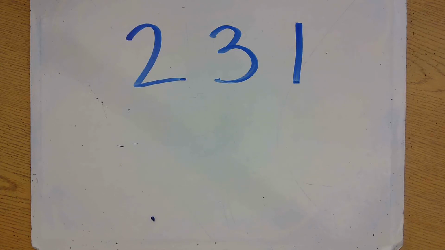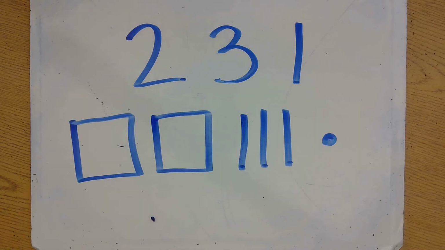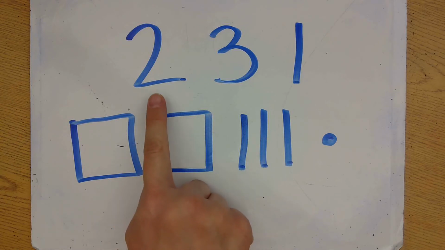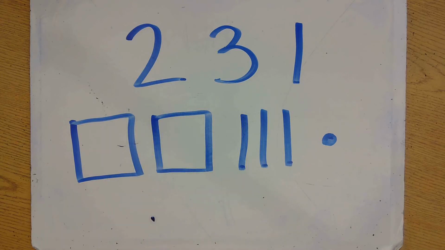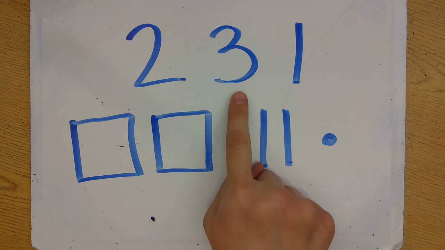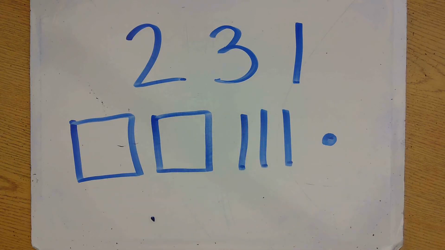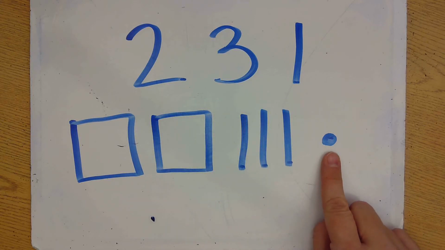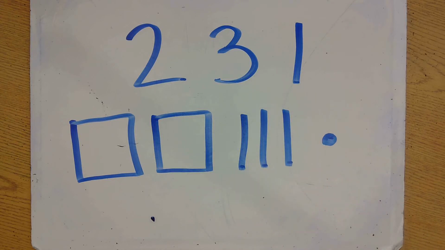Did you have an opportunity to get your answer on your board? All right, let's see if you got it correct. Does your board match mine? Here I am using 2 flats representing the 2 in the hundreds place. I have 3 longs representing the 3 in the tens place, and I have 1 cube representing the 1 in the ones place.